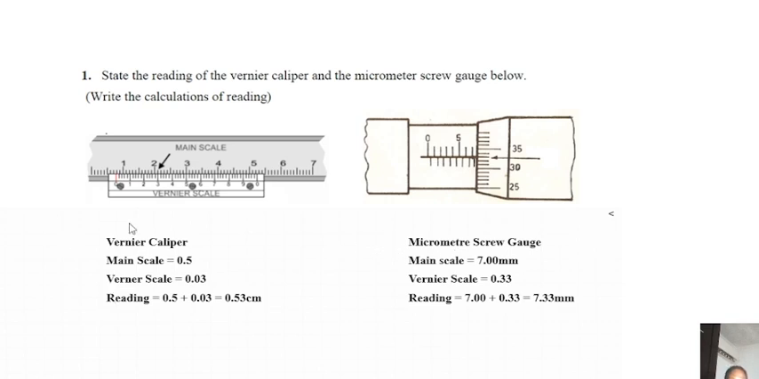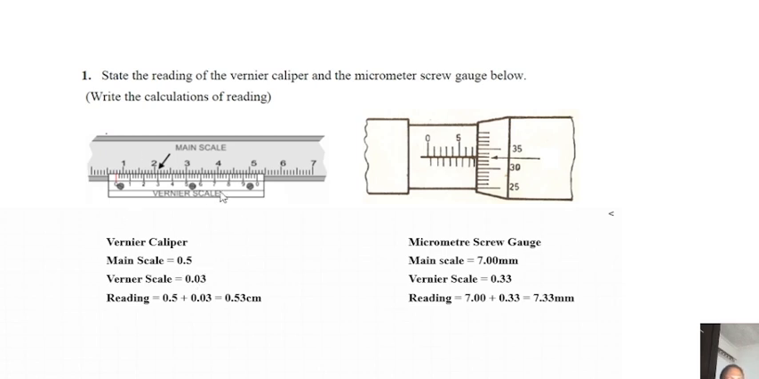So let's check our readings now. How do I know the reading of the main scale? It's so simple. Wherever you see the line where the vernier scale starts, that is where the main scale reading stops. Please don't be confused. Just check the vernier scale's zero line. Wherever it is, that is exactly where the main scale reading stops. So let's check. This is 1, so automatically this is 0, 0.1, 0.2, 0.3, 0.4, 0.5. So our main scale reading is 0.5.